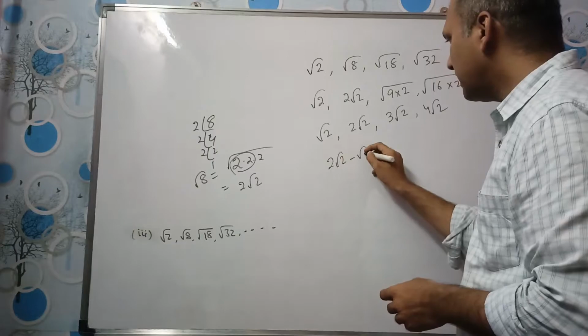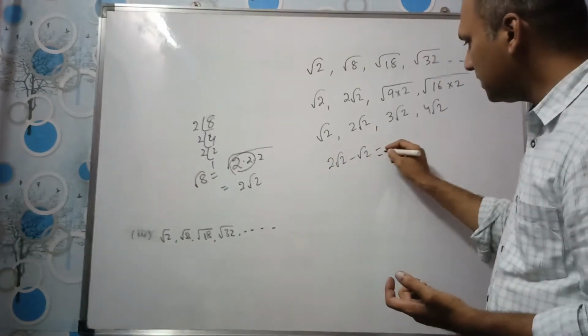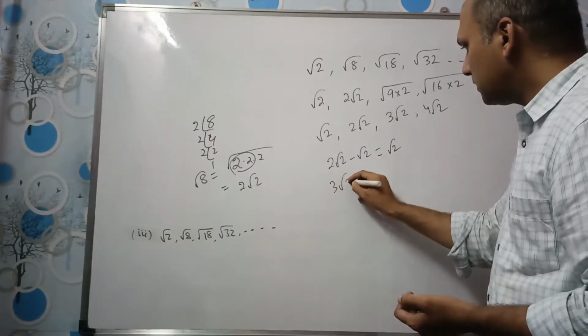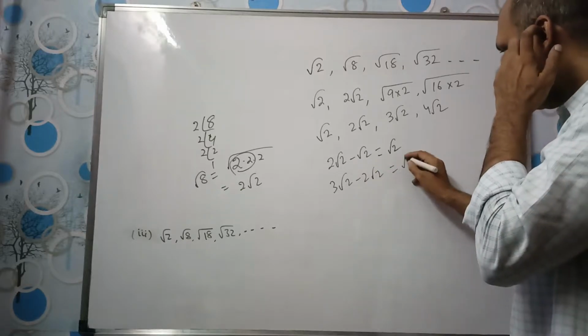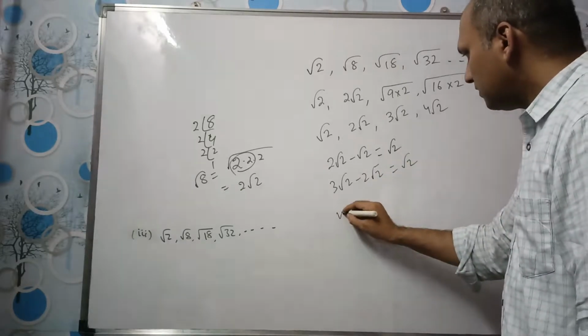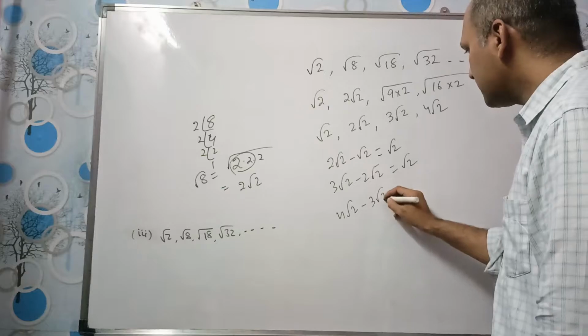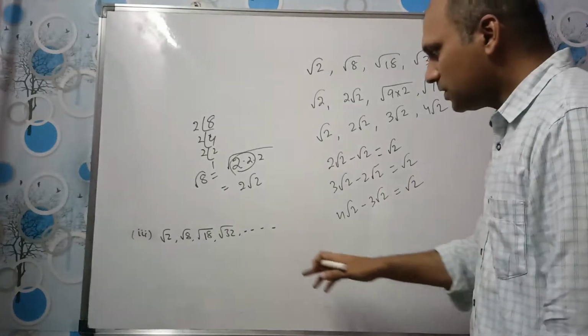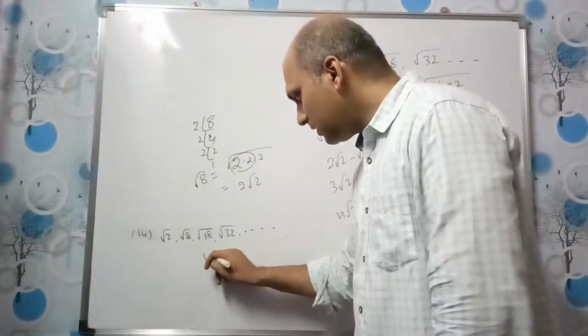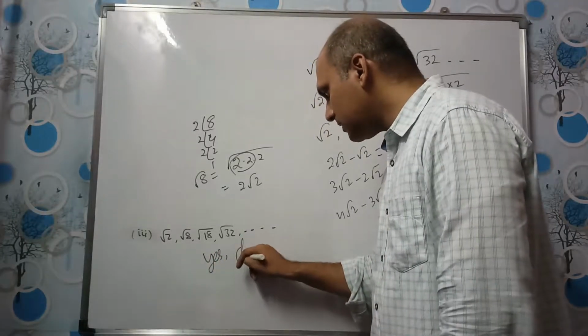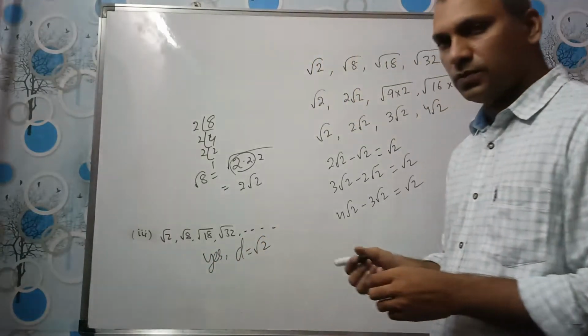2 root 2 minus root 2, second term minus first term, is root 2. Third term minus second term, again root 2, right? 4 root 2 minus 3 root 2 is again root 2. So is this an AP? Yes, this is an AP. What is the common difference? Common difference is root 2.